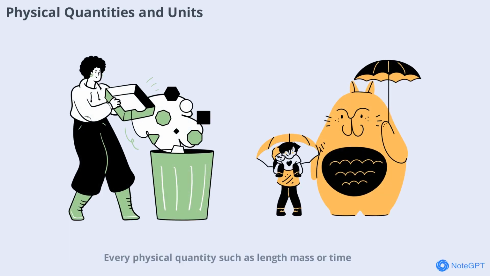Every physical quantity, such as length, mass, or time, is measured using a specific unit. The choice of unit depends on the context and the scale of the measurement. For example, astronomers use light years to measure vast distances, while chemists use nanometers for tiny particles. Understanding the relationship between physical quantities and their units is key to interpreting scientific data.